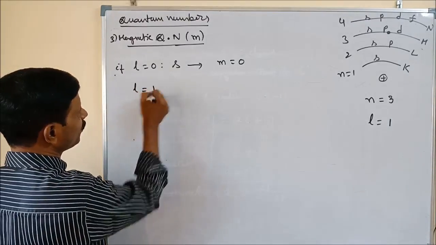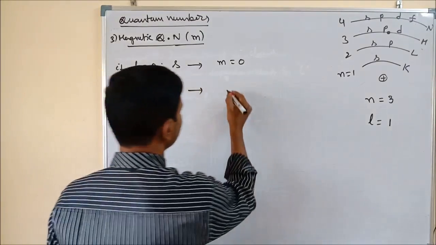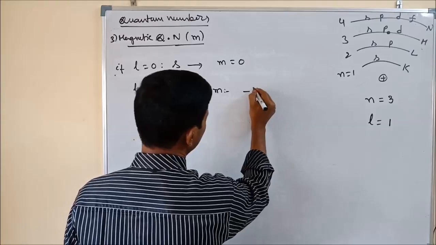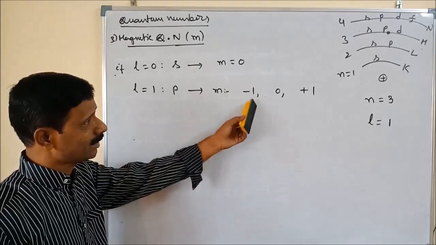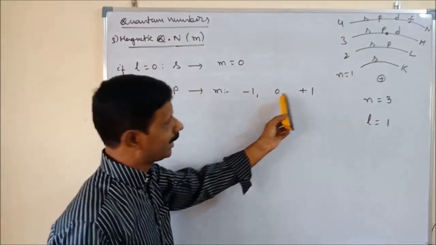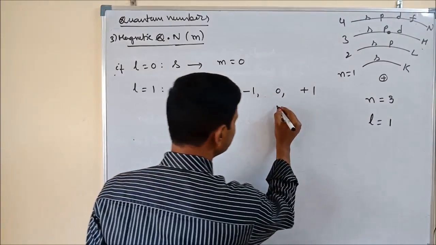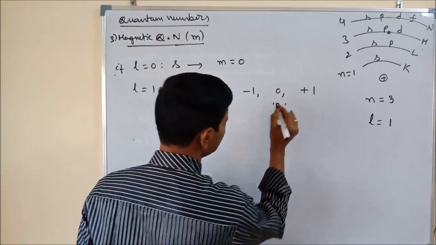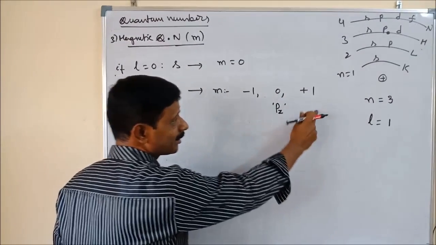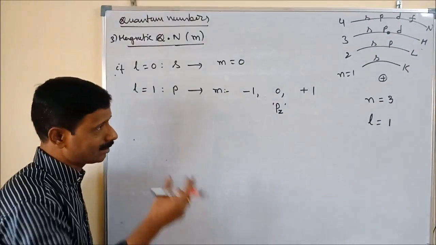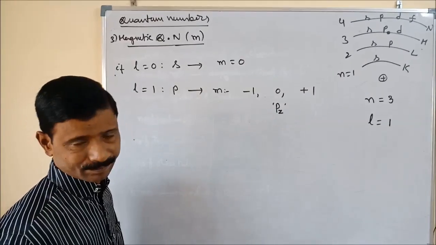And if L equal to 1, that is P sublevel, and in this we have three orientations, means m is having minus 1, 0 and plus 1. So minus 1 is one orientation, 0 is another orientation, plus 1 is another. Now they are nothing but Px, Py and Pz. Generally 0 is for Pz. That is okay. But m value 0, that we have assigned for Pz.